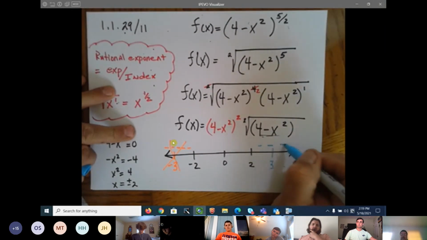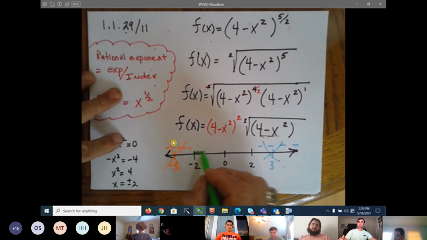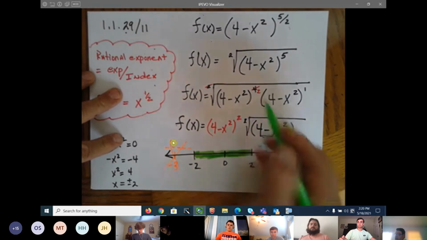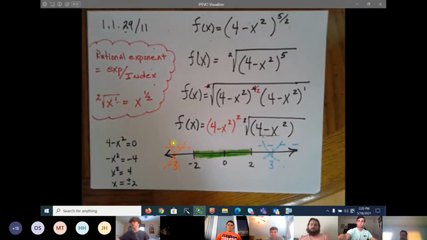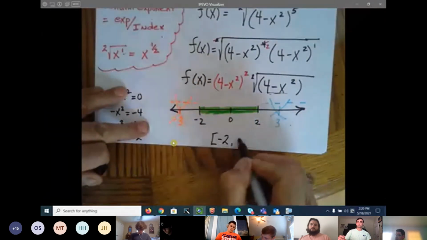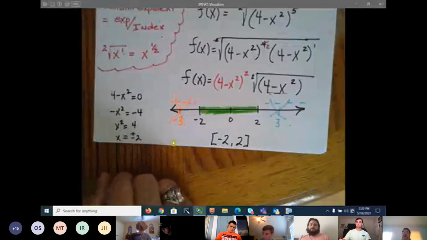So if somebody plugs in 0, what do you get? 2. And that's positive, so you can have these numbers in here. So somebody tell me, what is the domain of this function? From negative 2 to what? Positive 2. That's your domain. So negative 2, is that inclusive? Yes, because you can take the square root of 0.